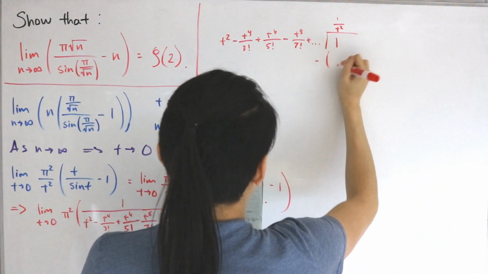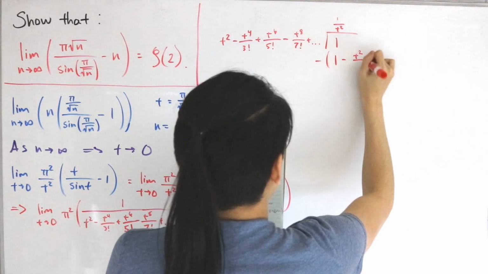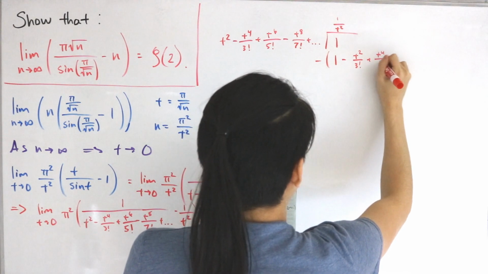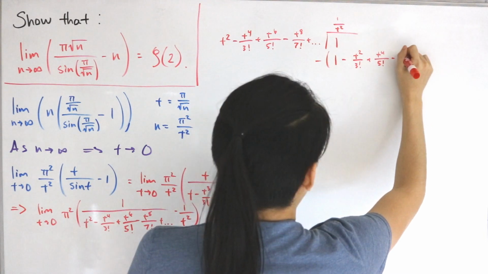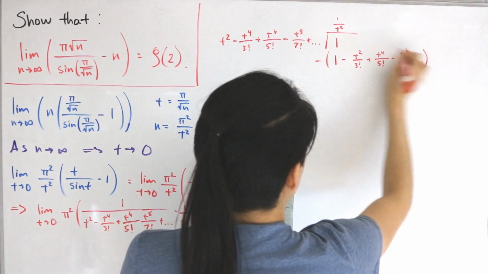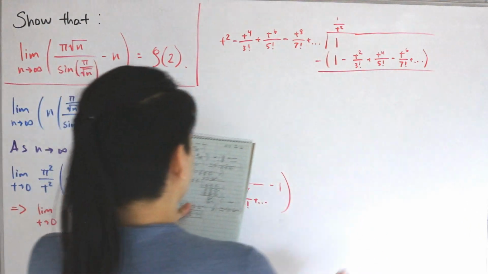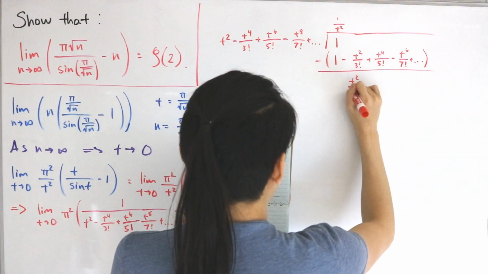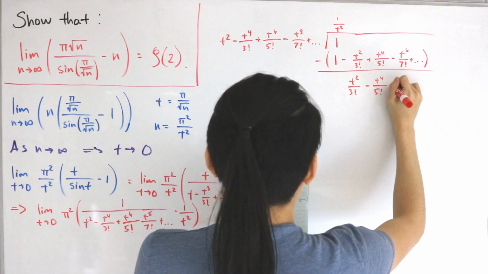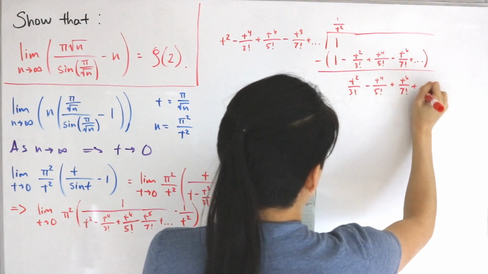I'm going to put a minus and then in parentheses what we're subtracting from. So we have 1, then minus t squared divided by 3 factorial, add this with t to the power 4 divided by 5 factorial minus t to the power 6 divided by 7 factorial, and then so on and so forth. So continue on with that expansion. If I just subtract the term, that means the 1 disappears, and now we're just left with t squared divided by 3 factorial minus t to the power 4 divided by 5 factorial. Then add this with t to the power 6 divided by 7 factorial, and so on and so forth.